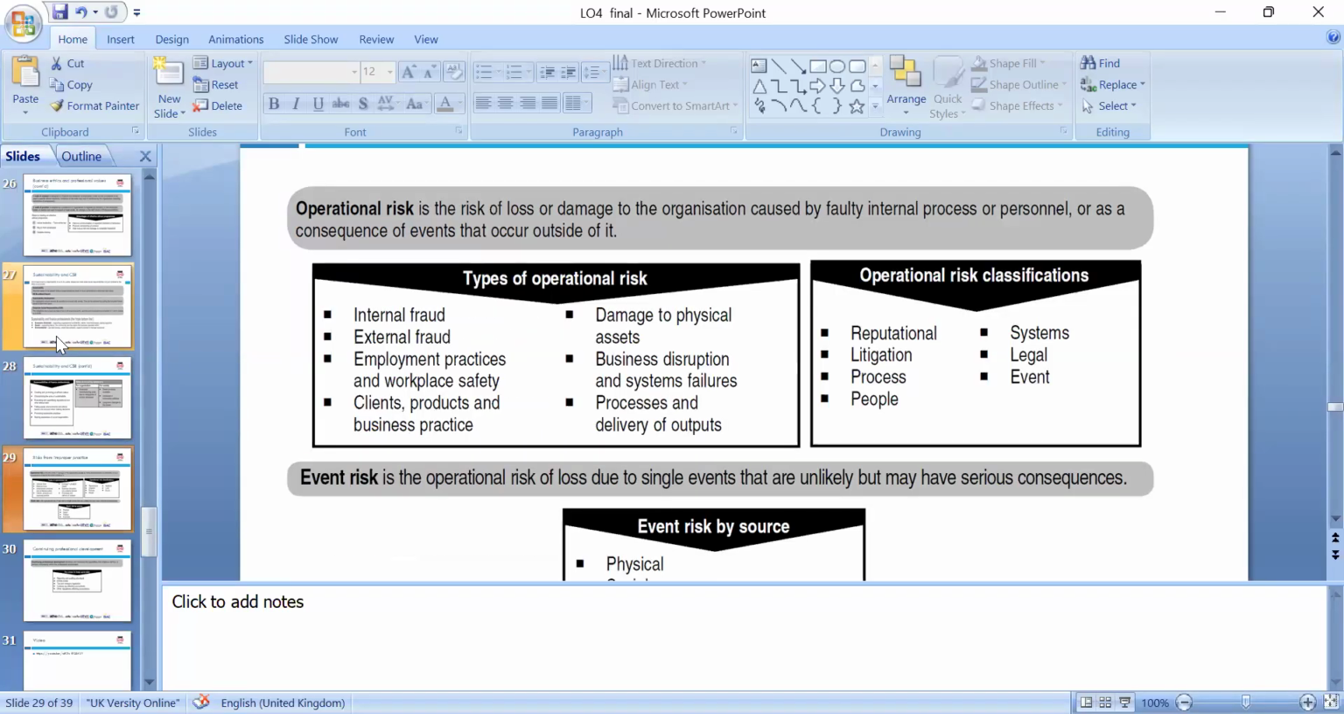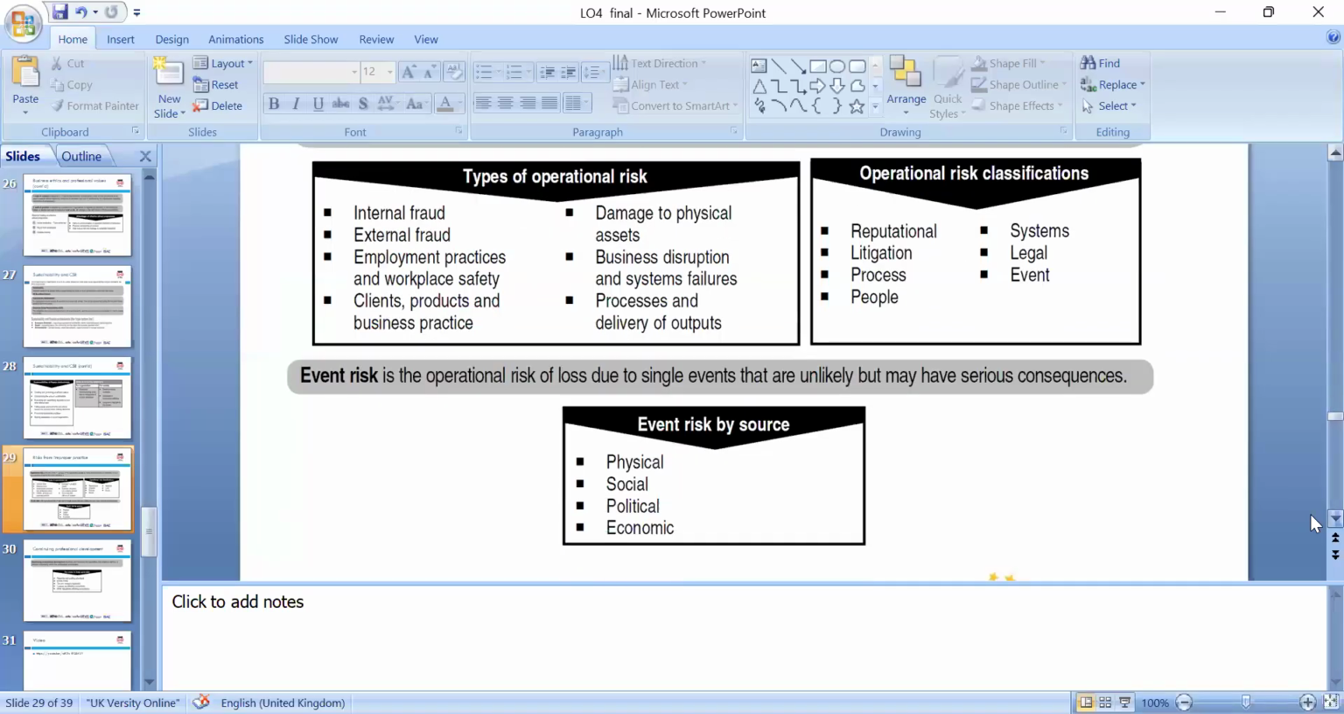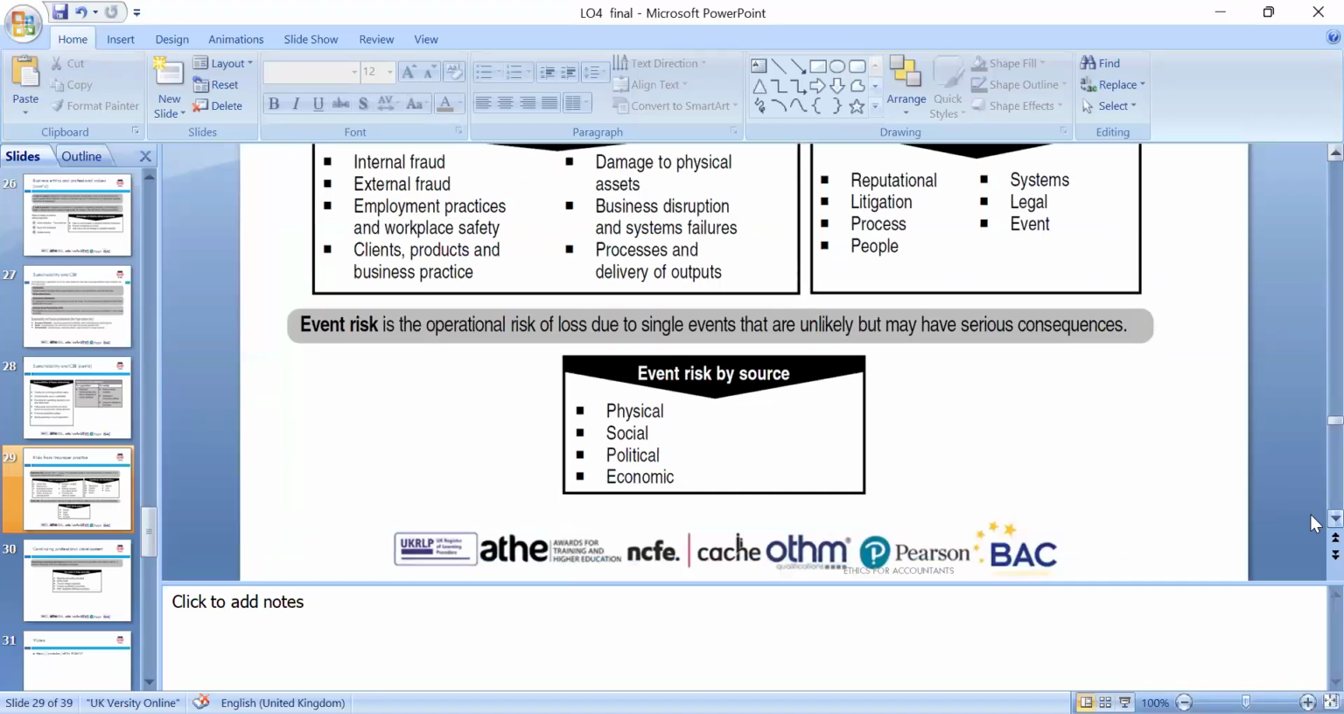Okay, operational risk, please. Different types of risk. Risk is the probability. So internal fraud, external fraud, promoting best practices, damage to physical assets, and disruption. So processes need to be streamlined, and also reputation and litigation. All these we need to look around, and we have to prevent. So we have physical assets to protect, social reputation, political and economic factors.